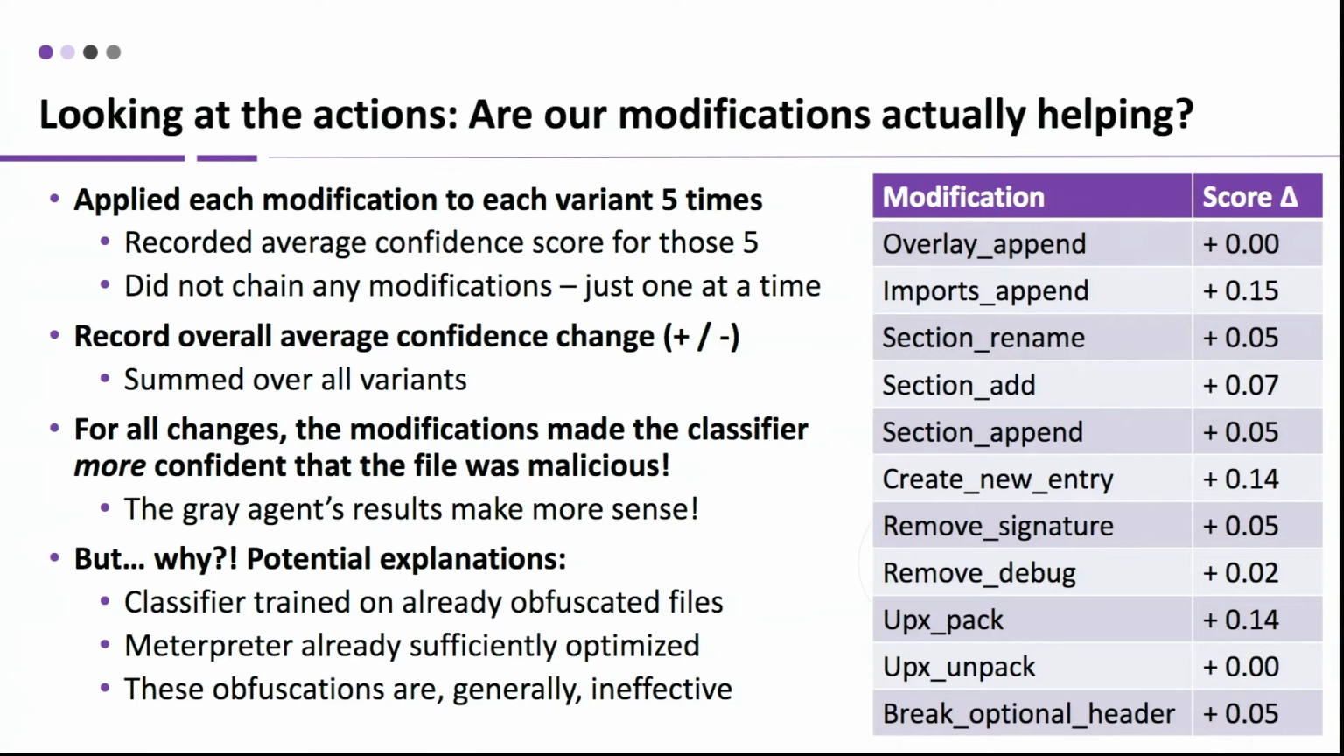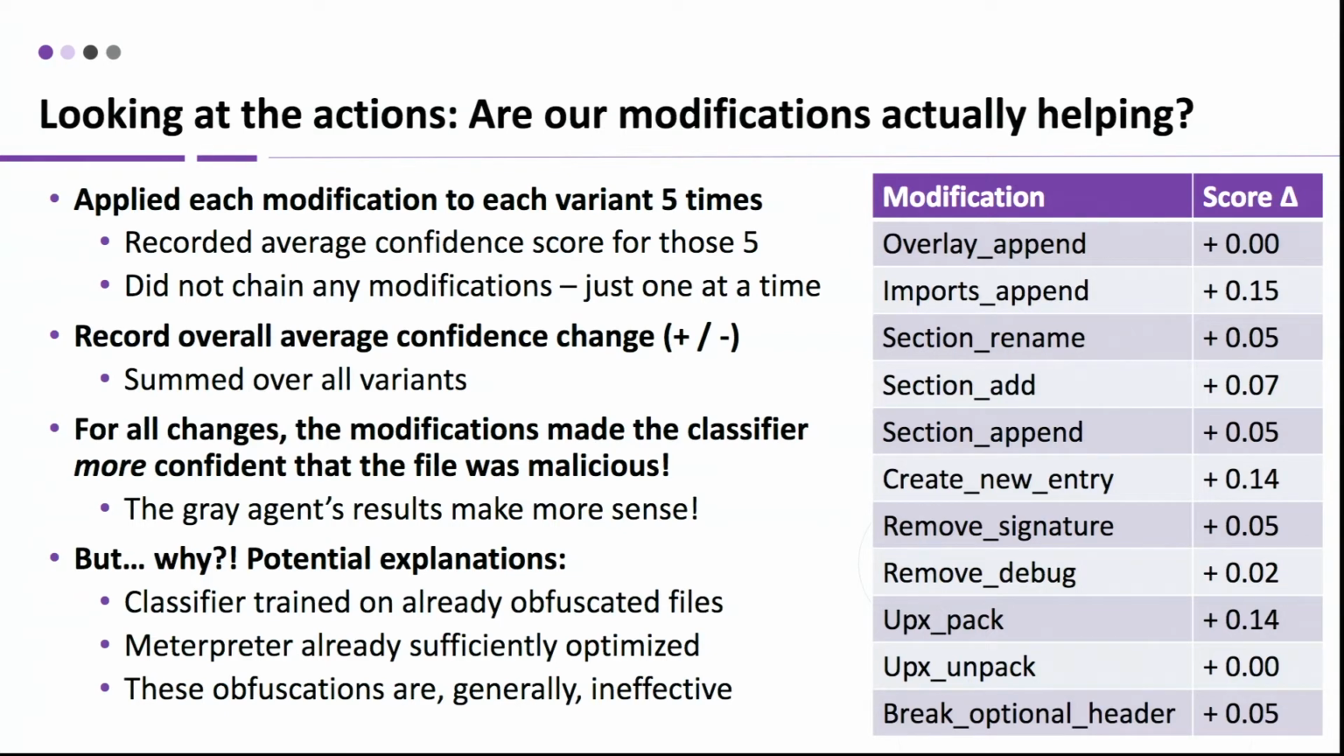Managing expectations is one thing, but are the perturbations, the actions that we're doing, actually helping us? And so what I did was I applied each modification to each variant 5 times, because some of the modifications have some randomness to them. You record the average confidence score for those 5. Don't chain any of the modifications, just one at a time. Then record the overall confidence change, summed over all variants for each of the modifications.